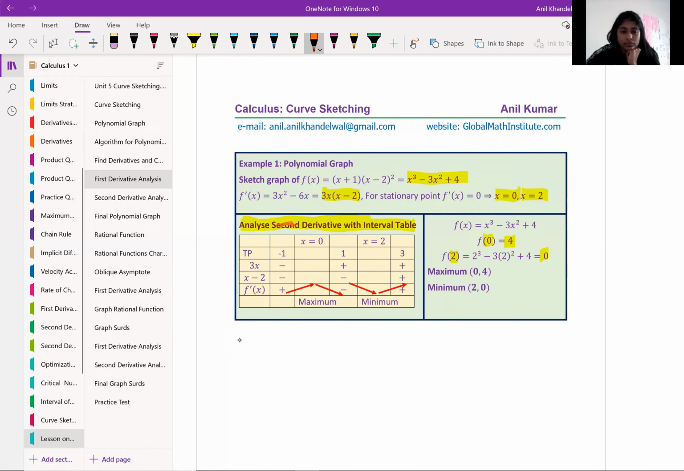So let's analyze the derivative with the interval table. Now, I have made the interval table here. Amy, we have used this interval table earlier also. Can you explain to me what we are trying to do using this interval table?